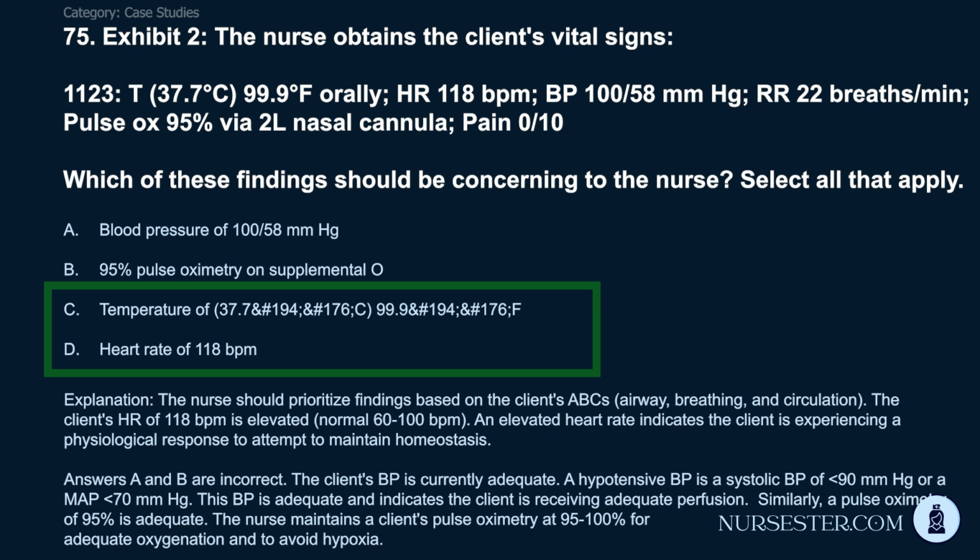The client's BP is currently adequate. A hypotensive BP is a systolic BP of less than 90 mmHg or a MAP less than 70 mmHg. This BP is adequate and indicates the client is receiving adequate perfusion. Similarly, a pulse oximetry of 95% is adequate. The nurse maintains a client's pulse oximetry at 95 to 100% for adequate oxygenation and to avoid hypoxia.